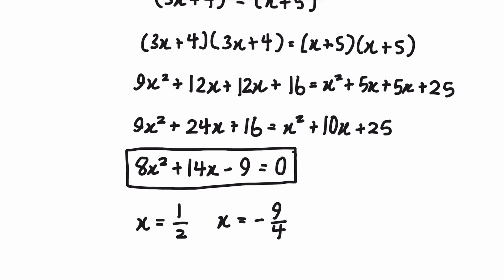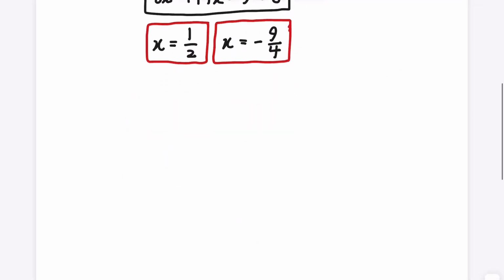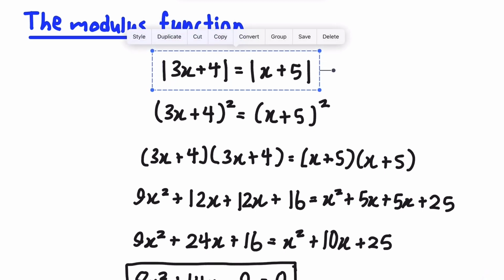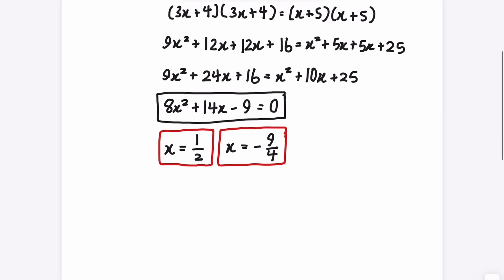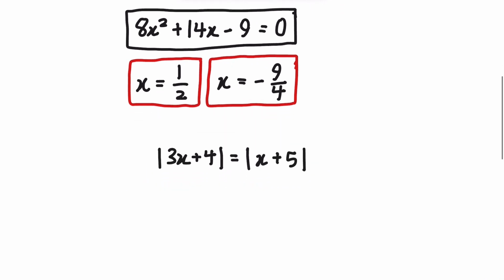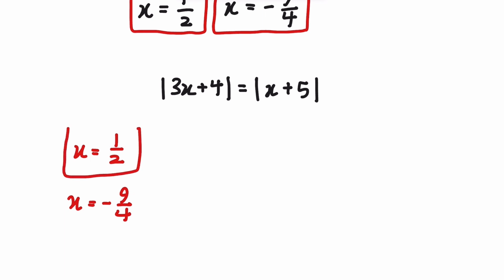-9/4. So is there a method to check whether our answers are correct? If we want to make sure of the answer, we could take the original equation, which is modulus of 3x plus 4 equals modulus x plus 5, and place the values of x we have, x equal half and x equal -9/4. So we'll substitute our value for x here and here and see if they will equal each other.